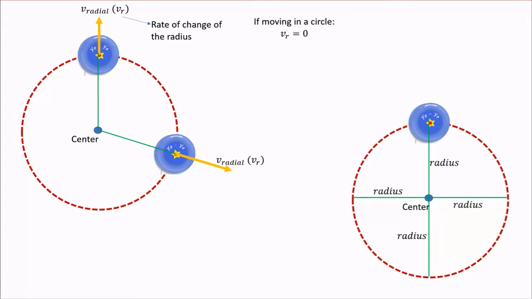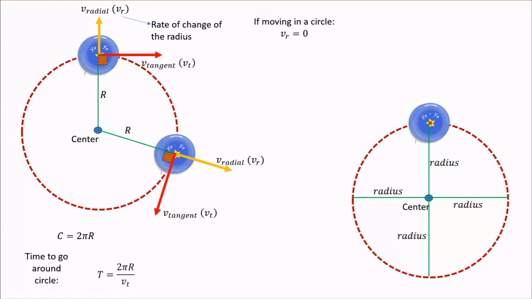The other component is called the tangential component, and it is always at a 90-degree angle from the radius line. This component tells us how quickly the object moves around the arc of a circle. For instance, if the circle has a radius of r, then we know its circumference, or the distance to go all the way around the circle, equals 2 pi times r. If we wanted to know how long it takes for an object to get around the circle, then we would take this distance of 2 pi times r and divide it by the tangential velocity. This formula tells us how long it takes for the object to make one full revolution around the circle, and it is called the period.